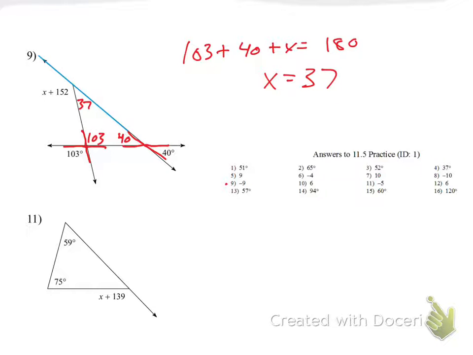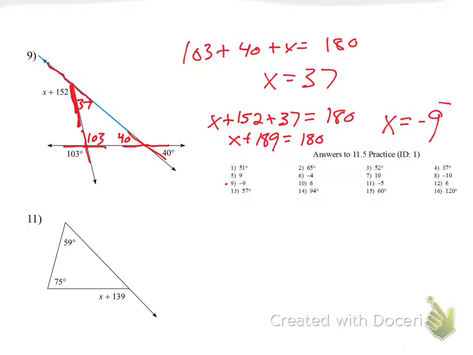In order to find x, I've got this line and this line. Those two added, that's a linear pair. So it's going to be x plus 152 plus 37 is equal to 180. Then x plus 189 equals 180. Minus the 189 on each side, you're going to get x is equal to negative 9. And that's your final answer.